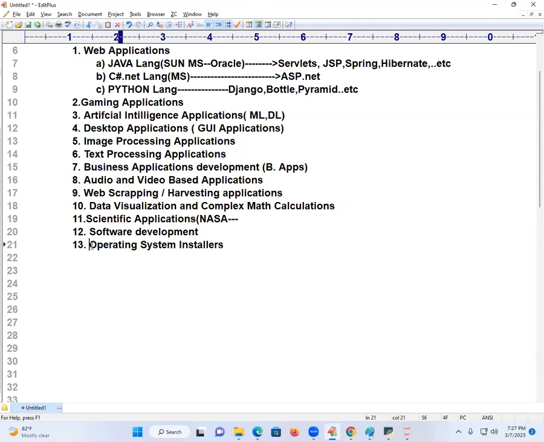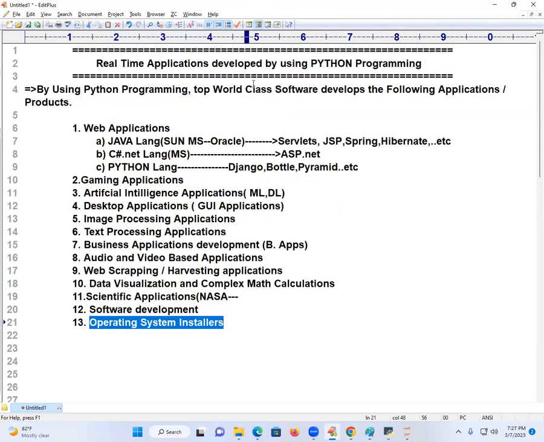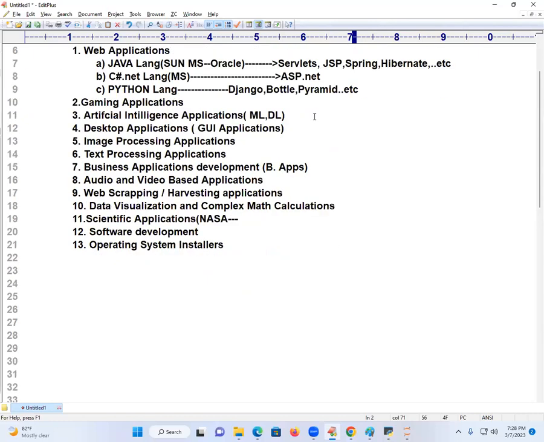That operating system installer is written in which language? Take Ubuntu, take Windows OS, take Unix. In which language have they recently written them? I'm talking about operating system installers. So next, these are all called product level. I'm not talking about project level. If I start project level, hundreds of applications will come. 14th, I'm going to talk about it.